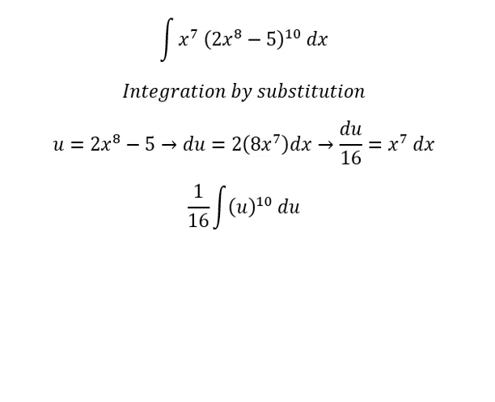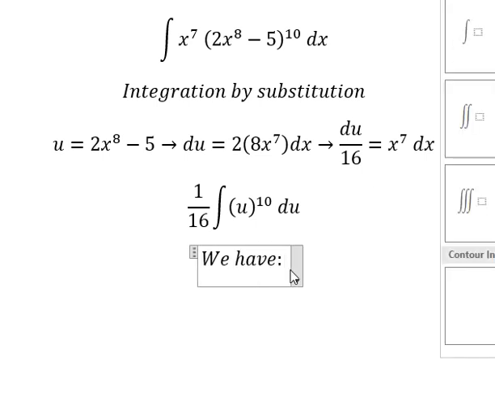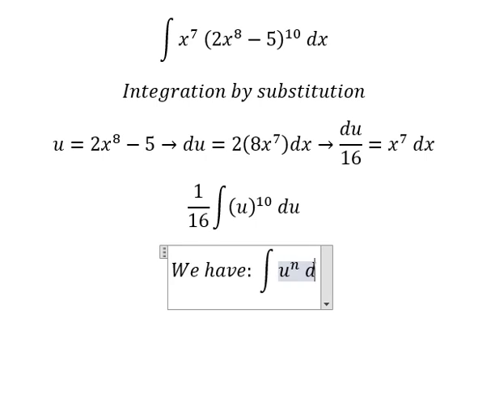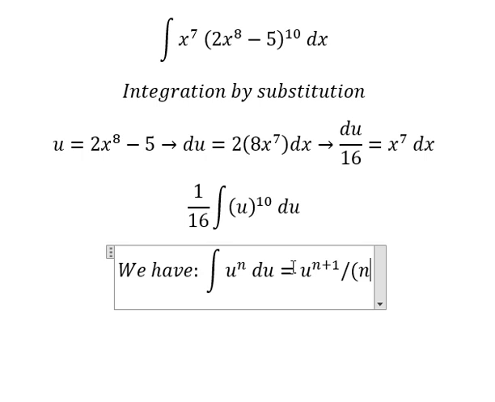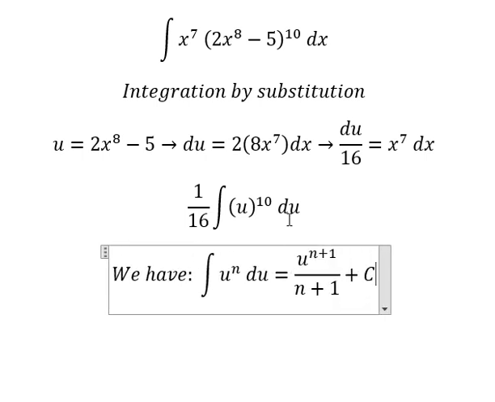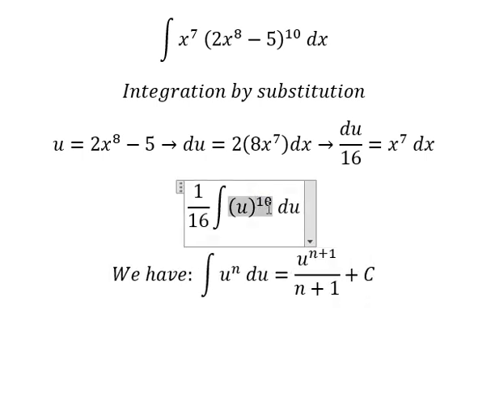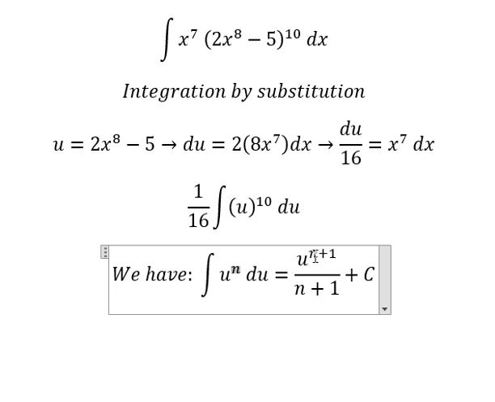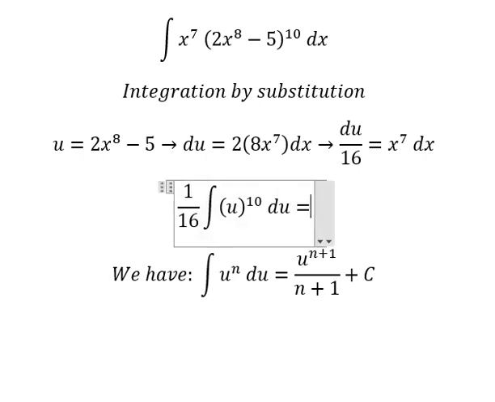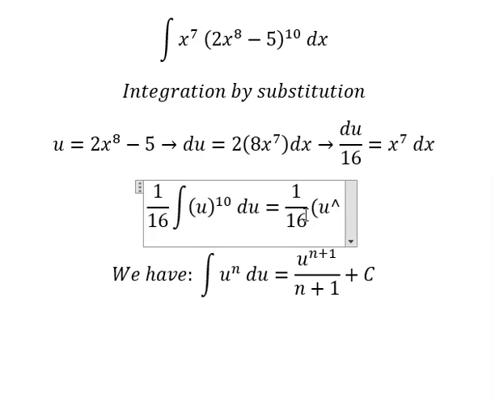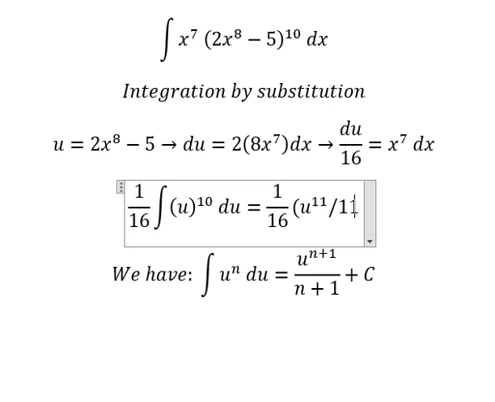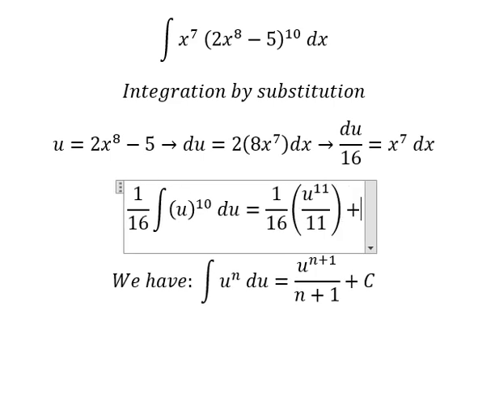Now we have the formula in here. So we put the 10 here. We have 10 plus 1, we have 11. So we have u to the power of 11 over 11, and I will put plus c.